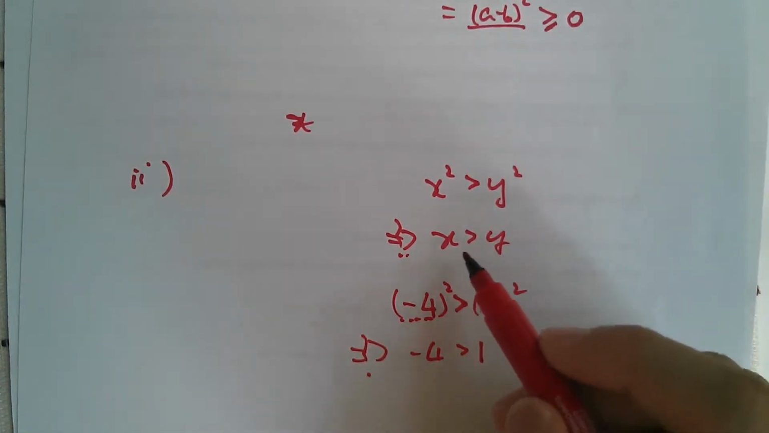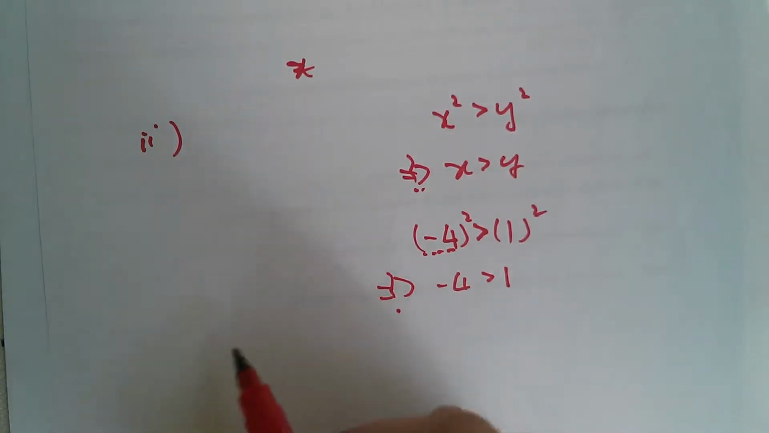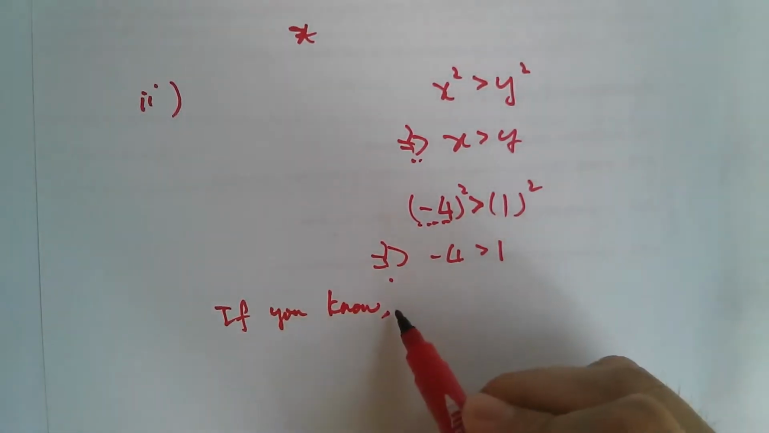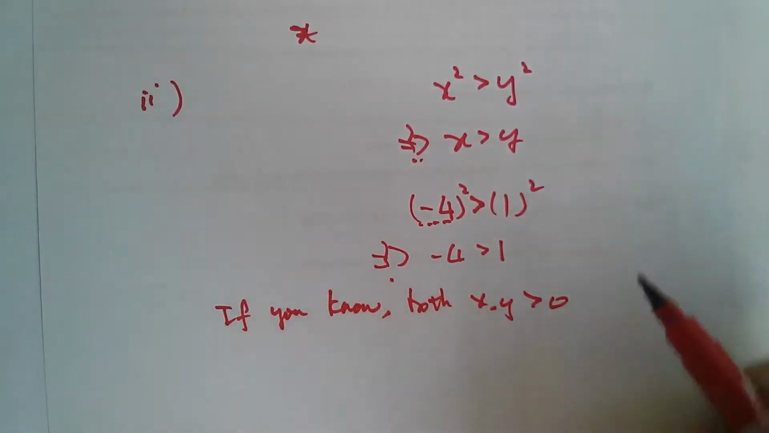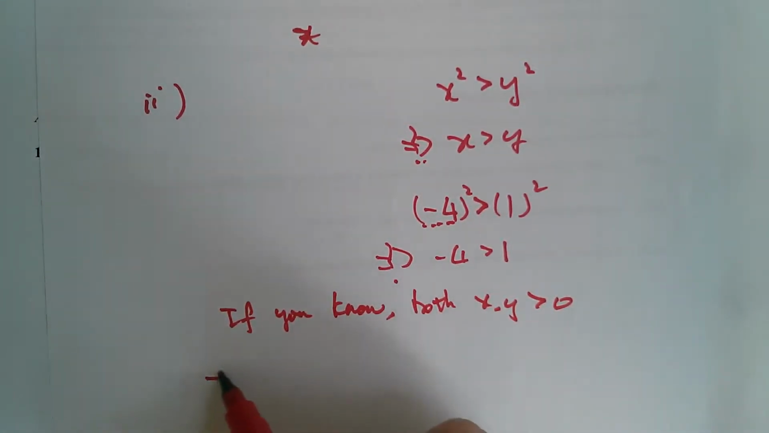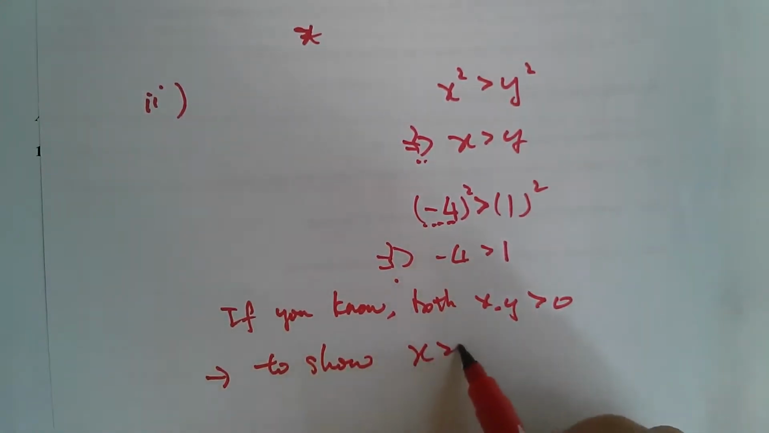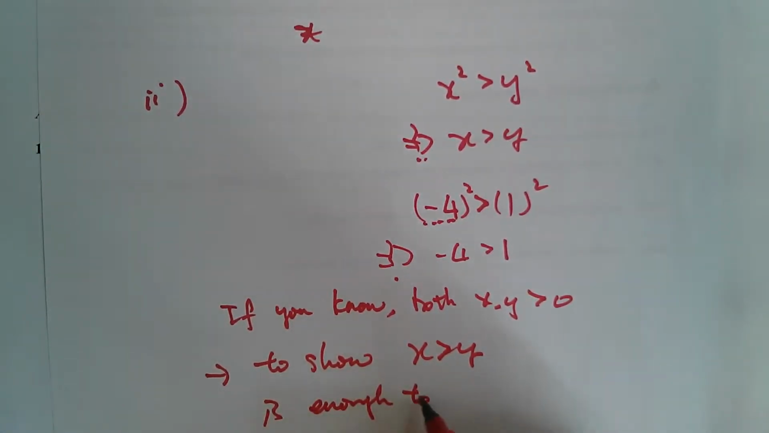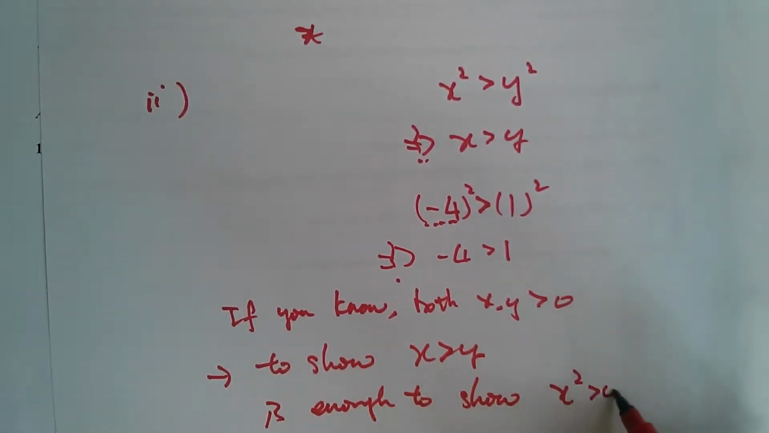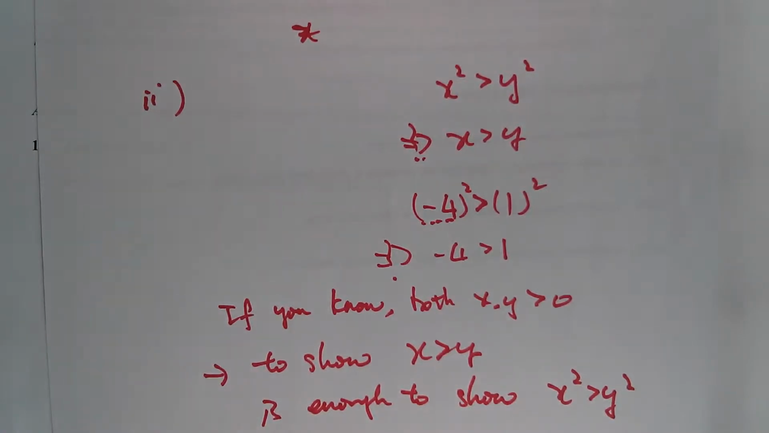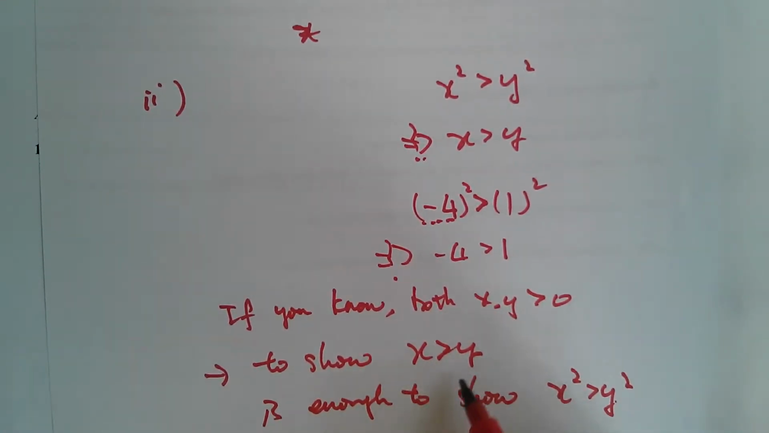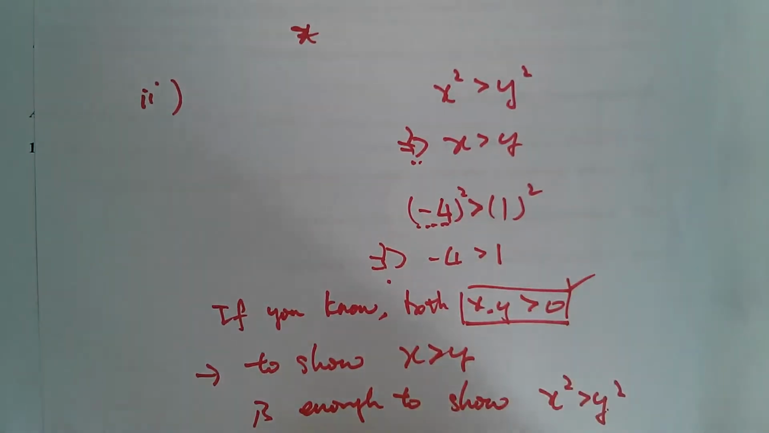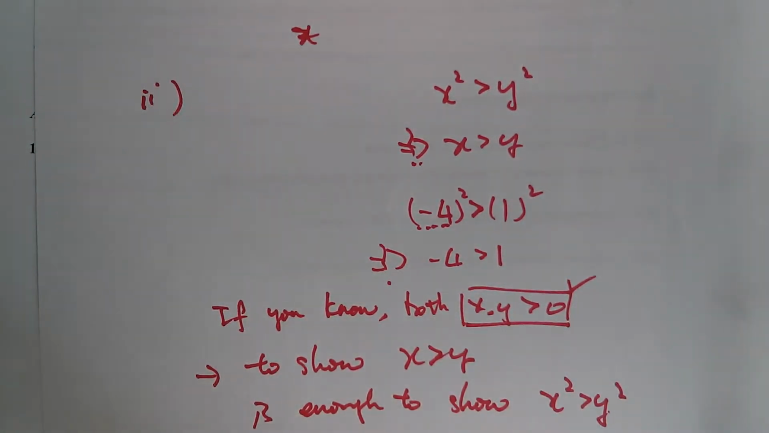But what if you can guarantee that both of them are positive? This is our second strategy. If you know that both X and Y are bigger than zero, both of them are positive, then to show that X is bigger than Y it is enough to show that X squared is bigger than Y squared. You consider the squares, and then you just prove that this is bigger than the other one. Then automatically X would be bigger than Y, given that both of them are bigger than zero. So there's a condition for the second method, but I can say this is more common in IB. So this is the basics.